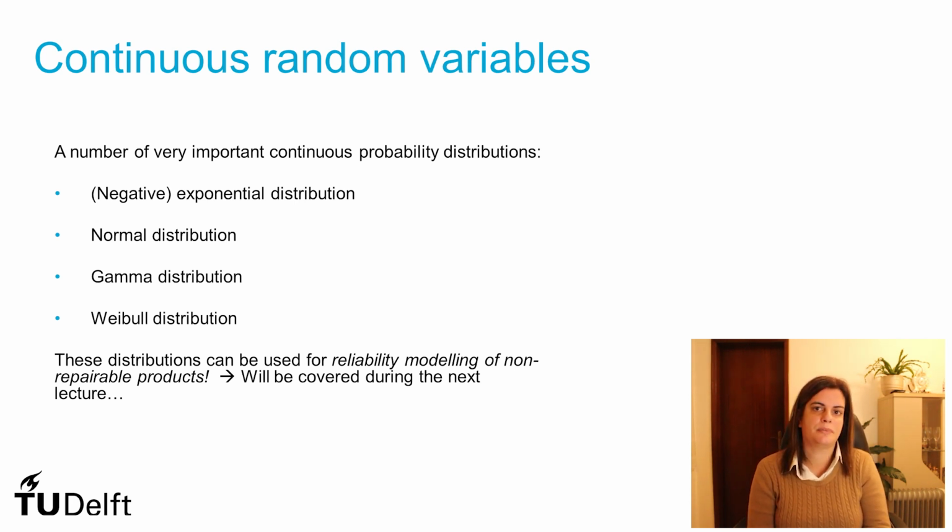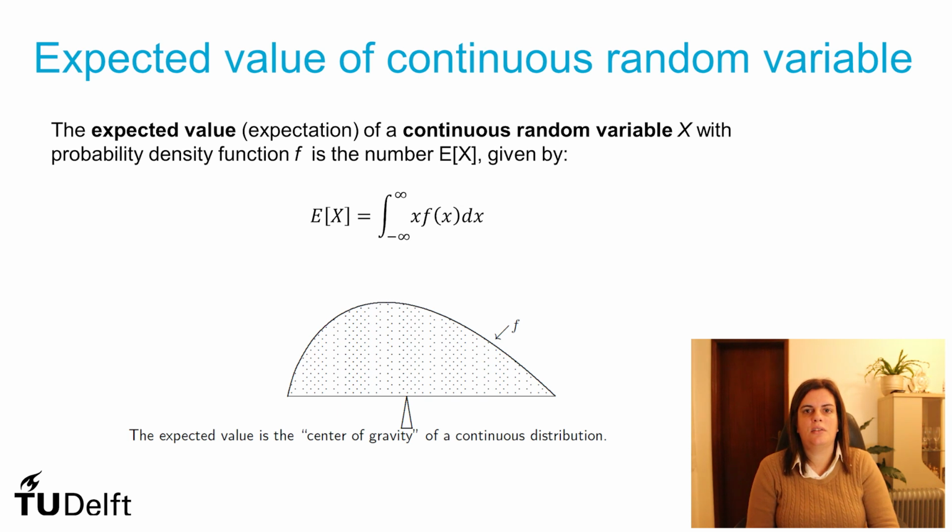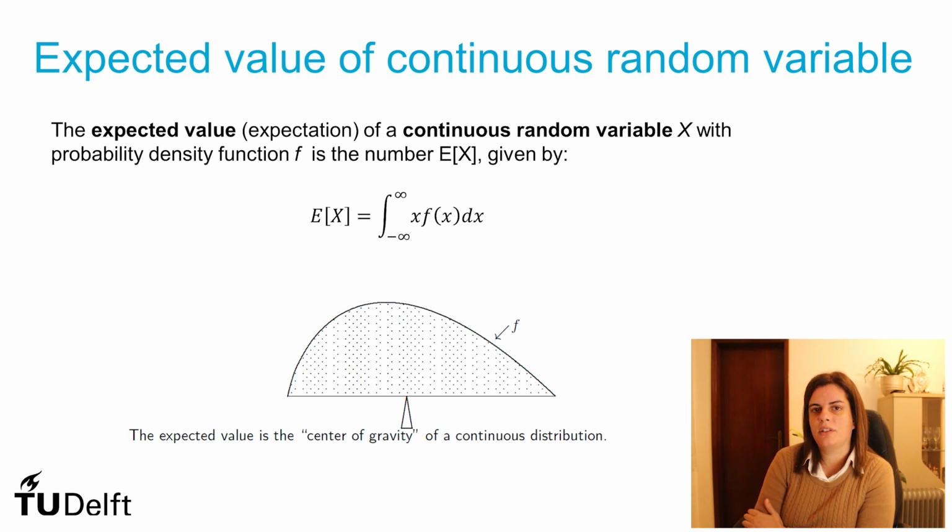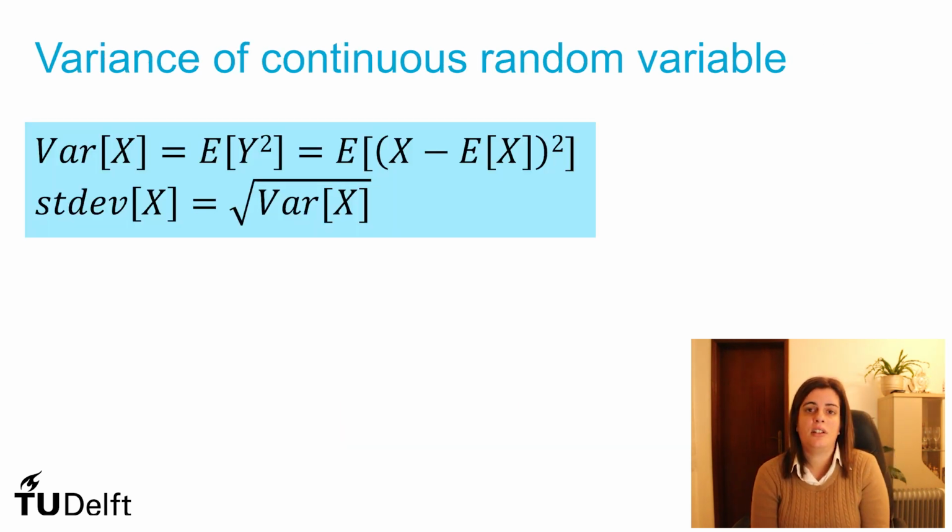There are a number of interesting continuous distributions that are worth knowing, and we will discuss them in the following lessons. To estimate the expected value of a continuous random variable, you use the same logic that you would use for discrete random variables, but instead of adding the partials, you integrate. So the expected value of a continuous random variable is the center of gravity of the probability density function. You calculate the variance and the standard deviation in a similar way as for discrete random variables.